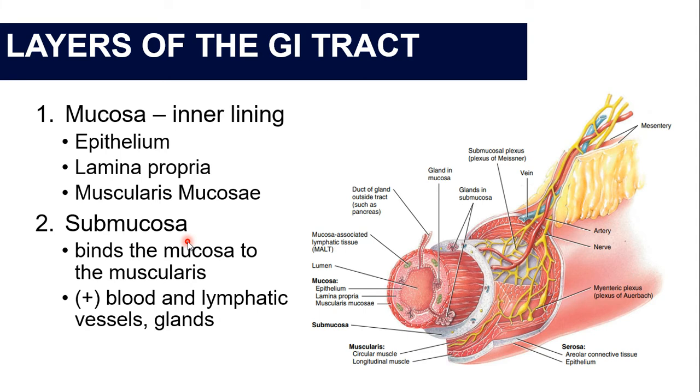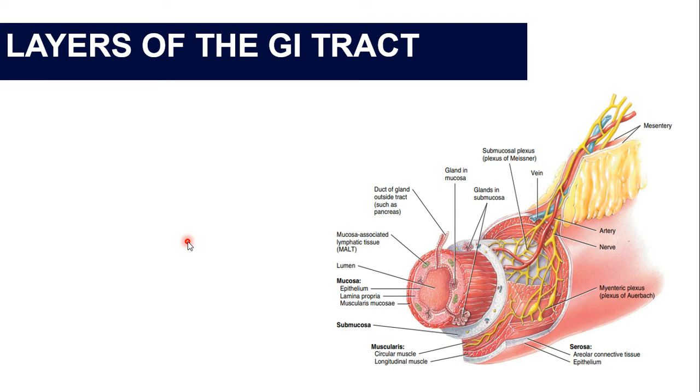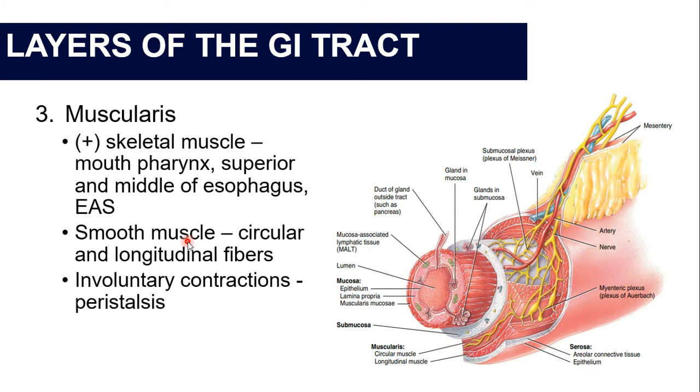Also located in the submucosa is an extensive network of neurons known as your submucosal plexus. And the submucosa may also contain glands and lymphatic tissue. Next layer, of course, after the submucosa is the muscularis layer. Take note that it contains both skeletal and smooth muscles, specifically in each organ. So in the mouth, in the pharynx, superior and middle esophagus, and of course the external anal sphincter or EAS, they contain skeletal muscle.